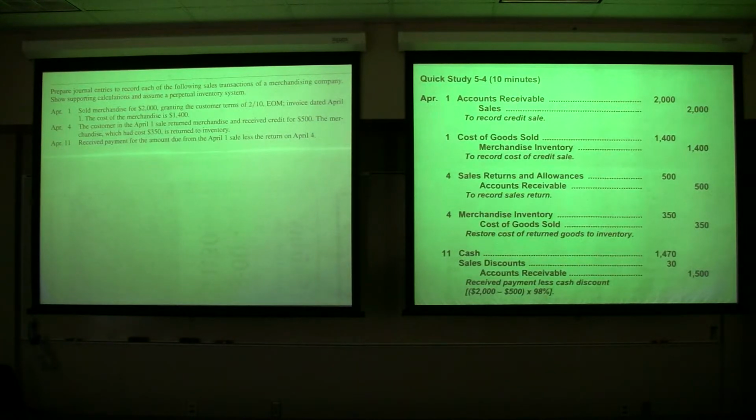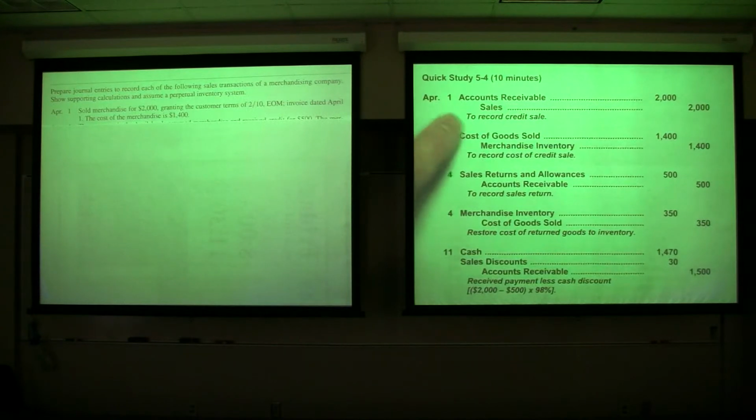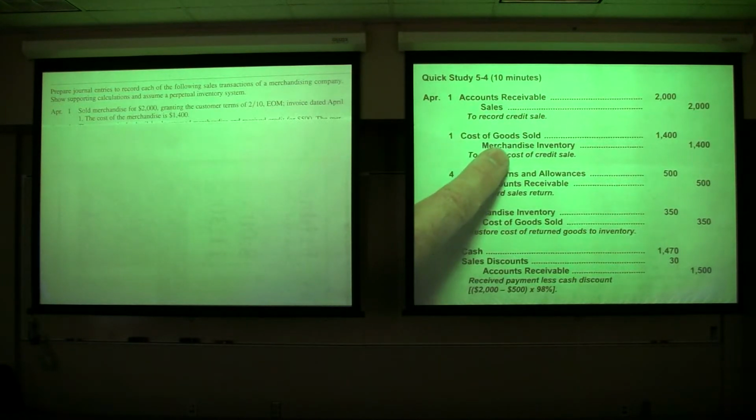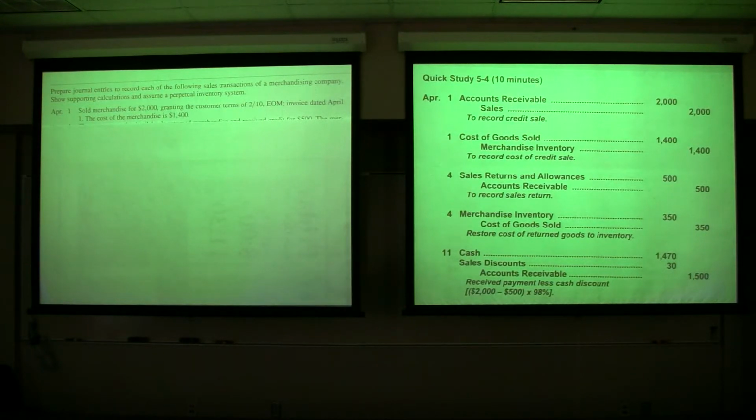All right, let's just go over this. So the first one now is they sold merchandise for $2,000, which cost $1,400. So first, you recognize the revenue with a debit to accounts receivable and a credit to the revenue account, which is sales. And then you recognize the expense, converting this asset into an expense. So you debit cost of goods sold, and you credit the inventory account. And of course there are 4 entries on that.